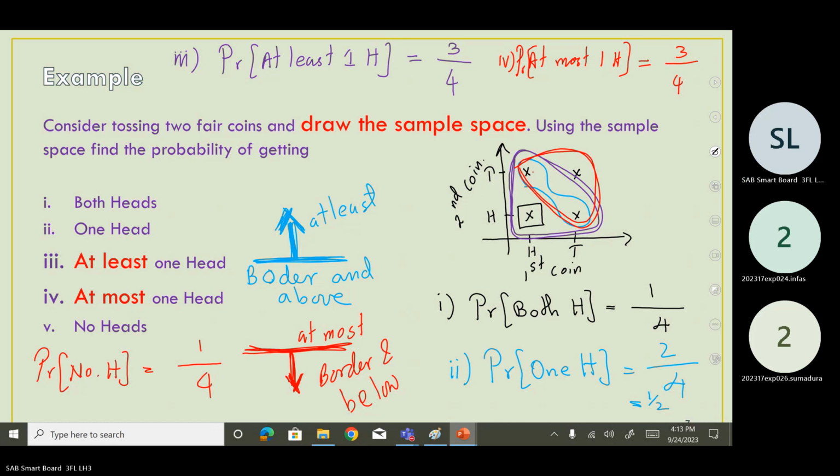What do we mean by at least? What do we mean by at most? Border and above, at least. Border and below, at most.